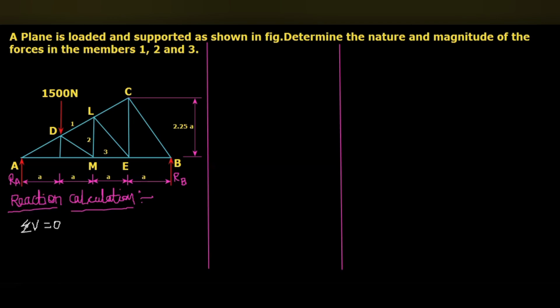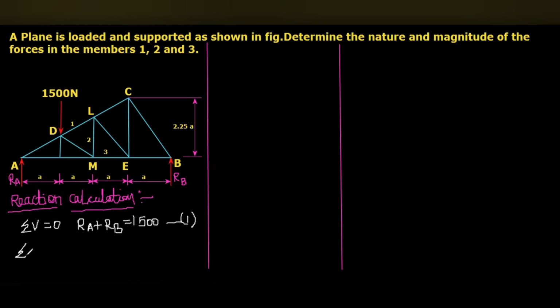So summation of the vertical forces equal to zero. Here you can see RA and RB, these two are upward forces. 1500 will be a downward force. So we can say RA plus RB equal to 1500. This will be the first equation.